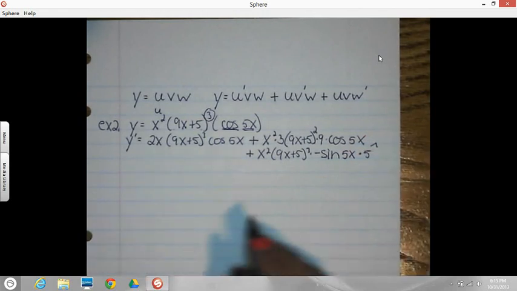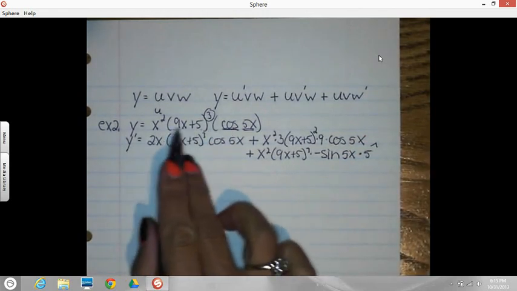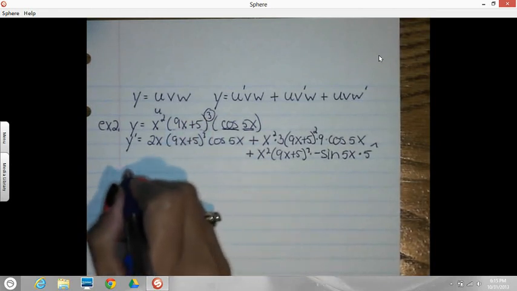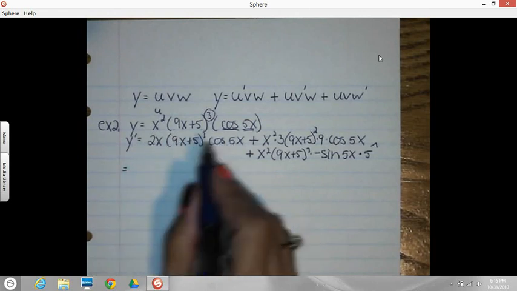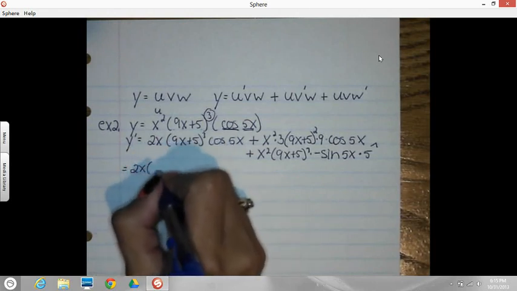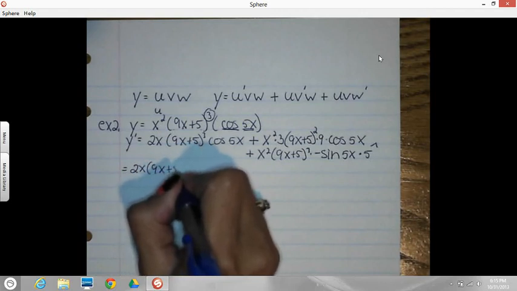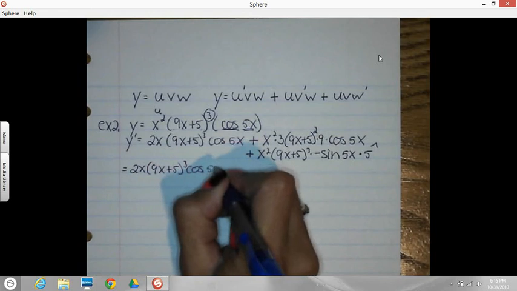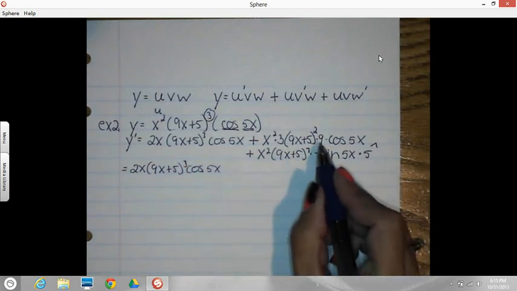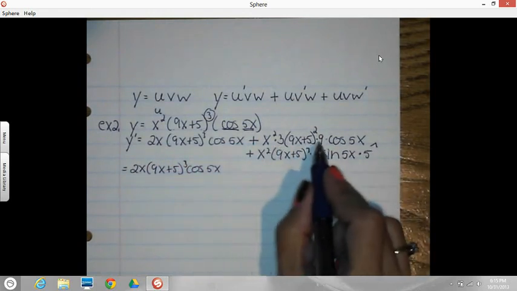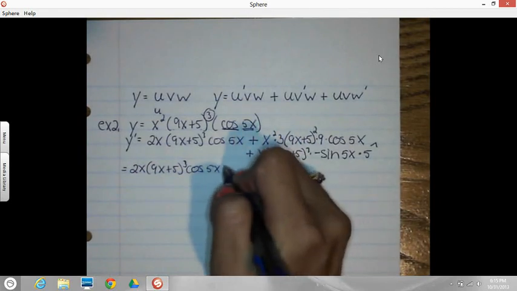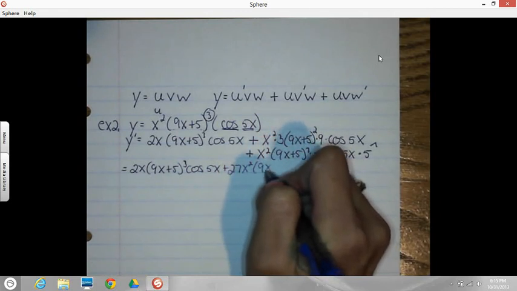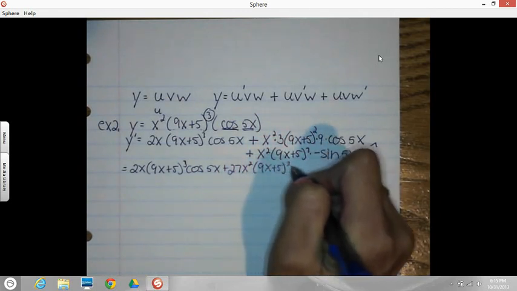Now, we don't factor when there's a trig function with some non-trig. So we're just going to simplify and bring out to the front anything that needs to come to the front. So this first term, nothing's going to change. 2x, 9x plus 5 cubed, cosine 5x. Here we've got a 9, this is in the middle basket, a 9 and a 3, that's 27x squared. Then we have 9x plus 5 squared, cosine 5x.